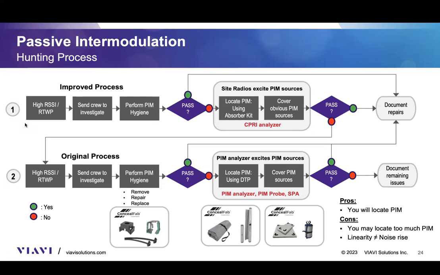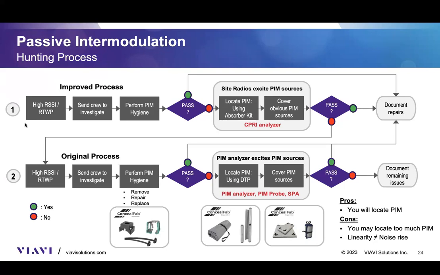So the improved process, which starts at bubble 1 here, notice that the first 3 steps are exactly the same. You have an elevated noise problem, you send a crew to investigate. The first thing you do is put on your PIM goggles and look for PIM problems, and you either remove, repair, or replace them. So those 3 steps don't change.